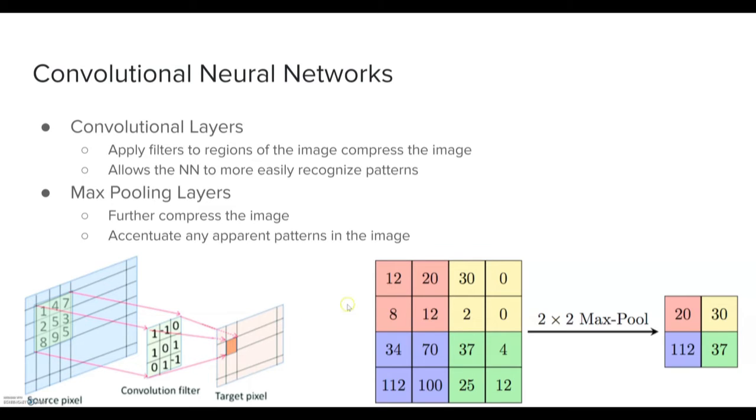A convolutional layer is shown on the bottom left, and it applies filters to some regions of the image, to compress the image, and it allows the neural network to more easily recognize patterns. On the other hand, a max pooling layer is shown on the bottom right, which further compresses the image and accentuates any apparent patterns in the image so that those patterns can be taken into account when making the final prediction.